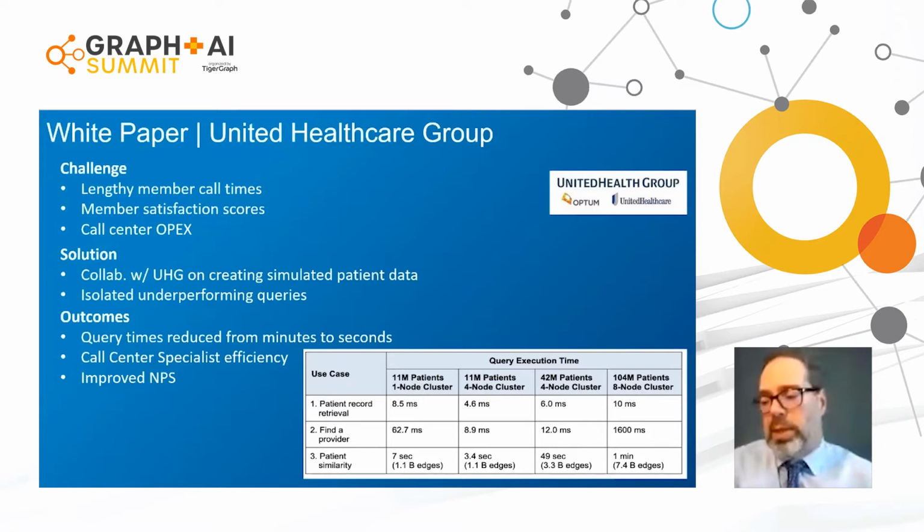For patient similarity, think of that as like a digital twin to help healthcare professionals to determine treatment regimen using other like cases as a guide. We scaled the environment from 1 node to 8 nodes, while increasing the amount of patient data from 11 million to 104 million. At 104 million patients, we demonstrated an improvement in patient record retrieval 10x better than goal. Reducing query times from minutes to seconds resulted in shorter call time. So shorter call time, greater call center specialist efficiency, which also improved member net promoter scores. And all of this collectively drove down operating expense.